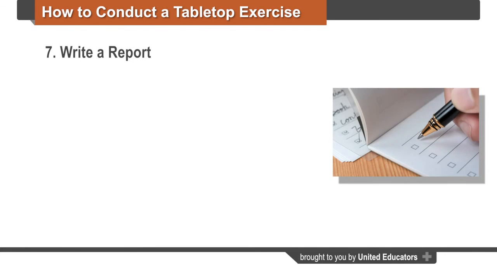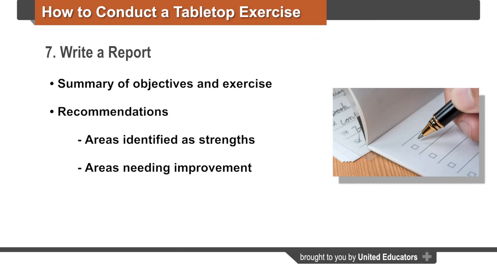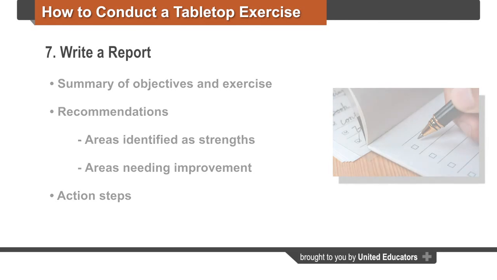Regardless of the scope of the tabletop exercise, it's important to synthesize the information gained. This is generally done in the form of a report written by the crisis response team to include a summary of the objectives and the exercise itself, and recommendations from the debrief and evaluation to include areas identified as strengths, areas needing improvement. The report should also include action steps to improve crisis response at your institution. Remember, this is the reason why we conduct a tabletop exercise in the first place, to improve your plan and its implementation by the team.